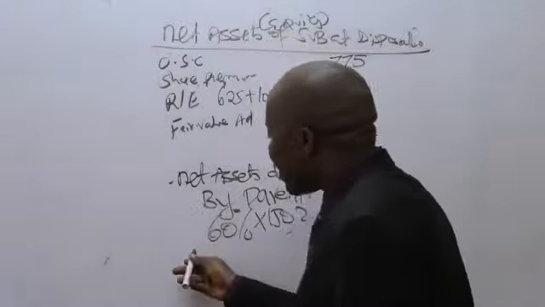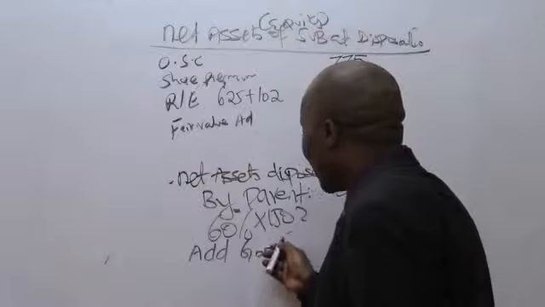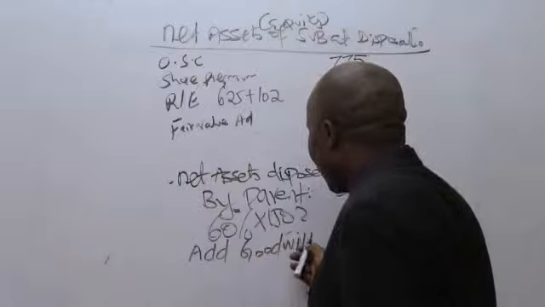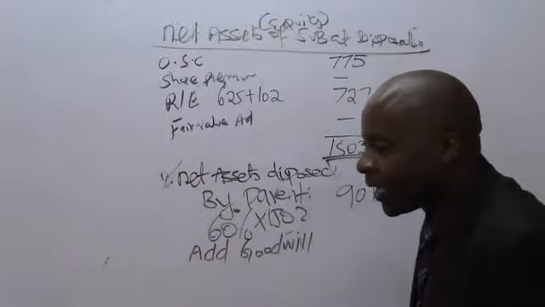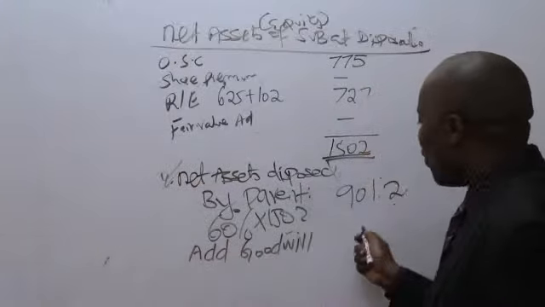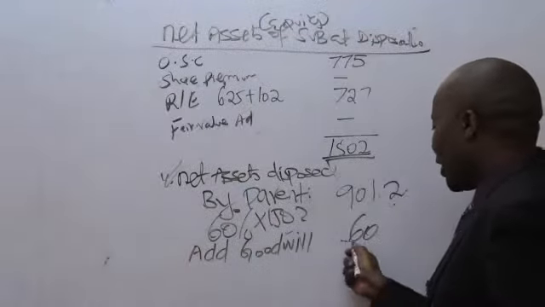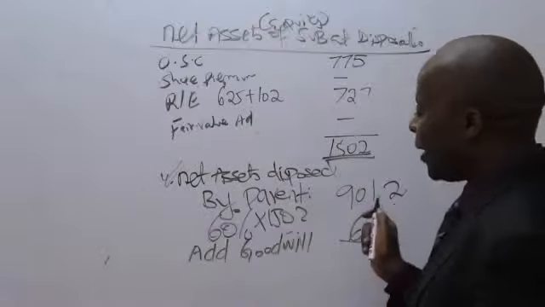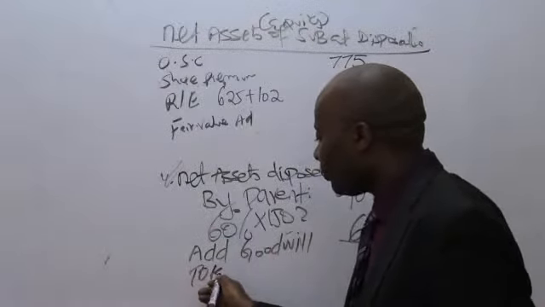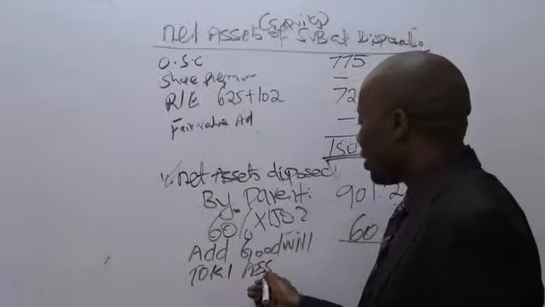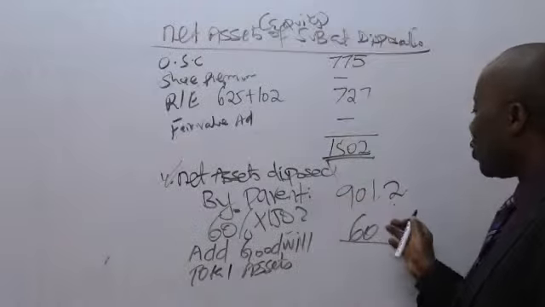These guys had an asset we call goodwill. So at the date of disposal, they had a different asset which is not here, called goodwill, worth 60. So therefore the total assets disposed will be 901.2 plus 60.